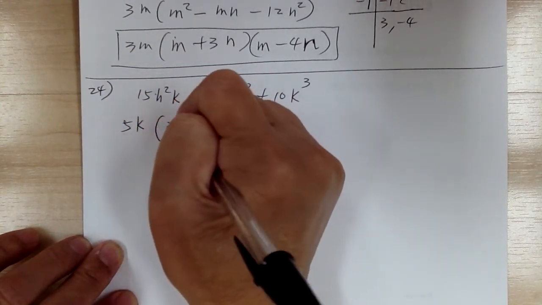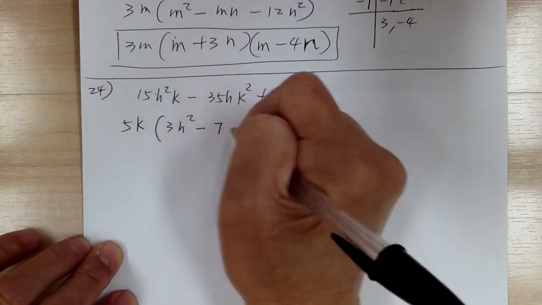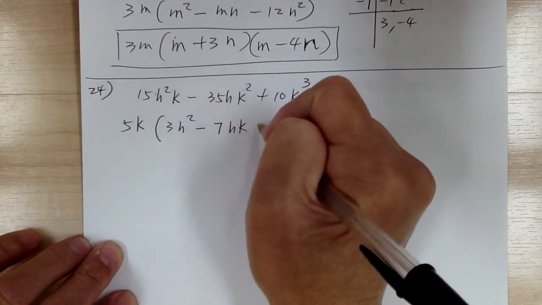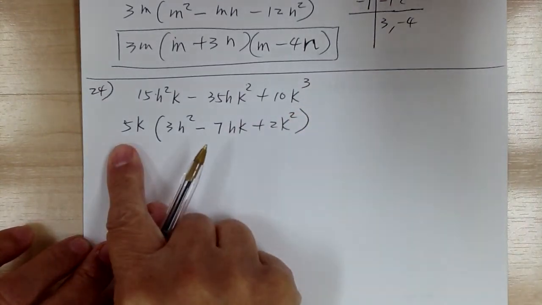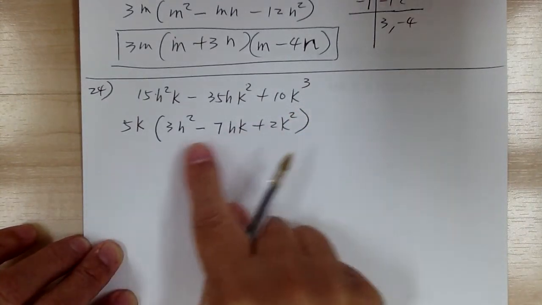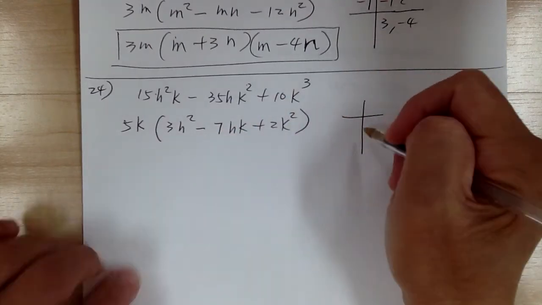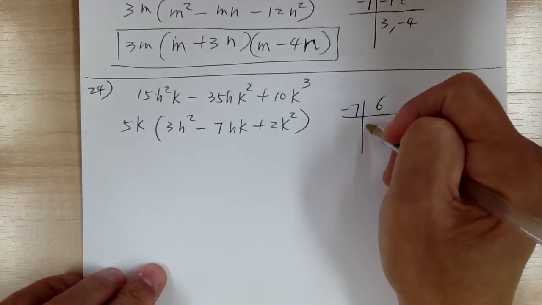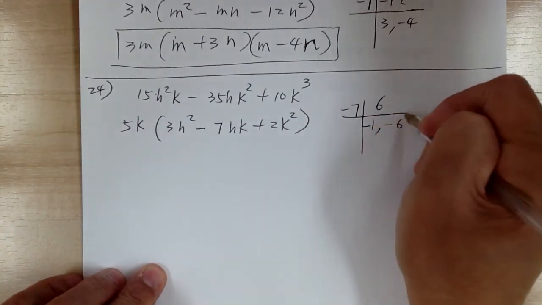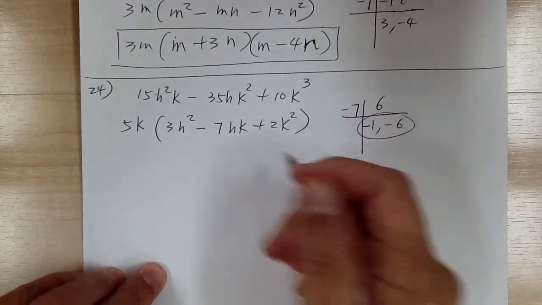Okay, so it becomes 3h squared minus 7hk plus 2k squared. So step 1, common factor. Then you go to step 2, step 3, step 4. So it'd be negative 7 and 6. So you need to get negative 1, comma, negative 6. So this would be the correct combination.